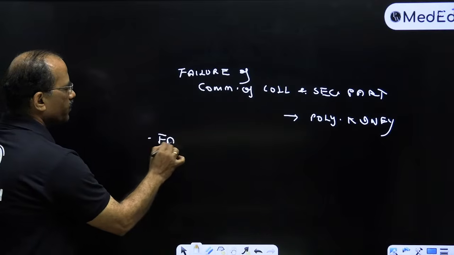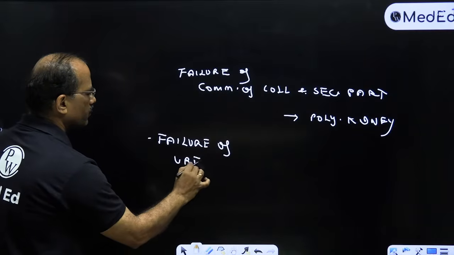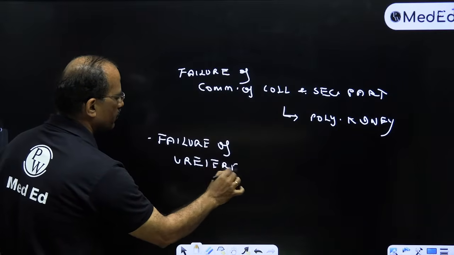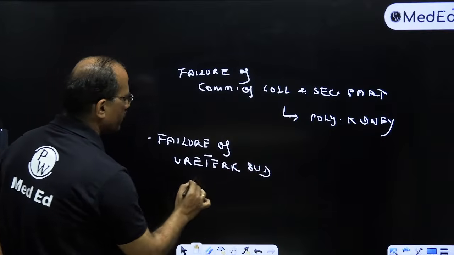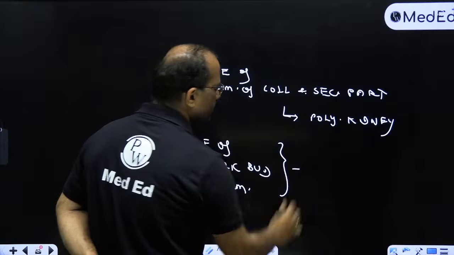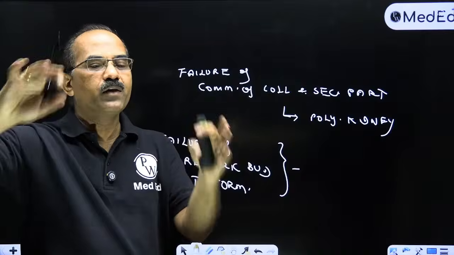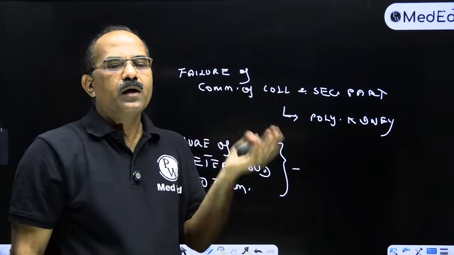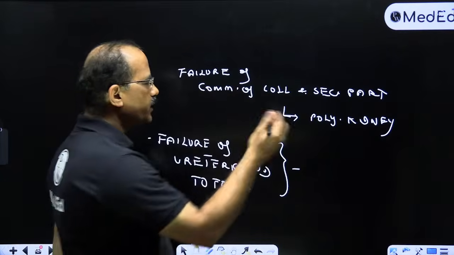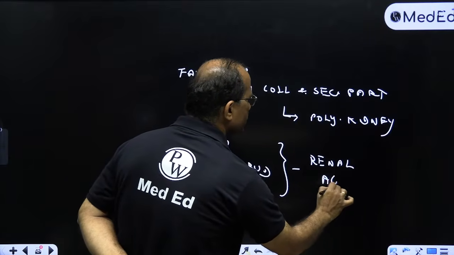Failure of the ureteric bud to form. अगर ureteric bud बना ही नहीं, the ureteric bud enters the metanephros and stimulates the metanephros to form the kidney. अगर ureteric bud बना ही नहीं तो kidney नहीं बनेगा. उसे बोलते हैं renal agenesis.